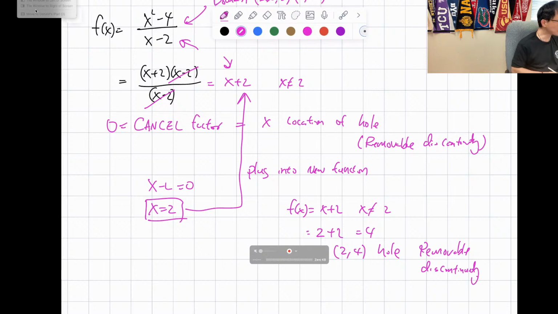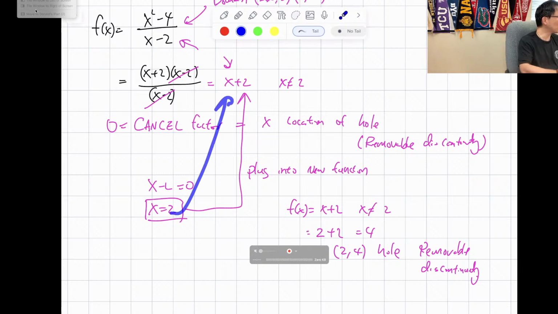How many of you guys are lost? Yes, it's 4 again. Yes, I know it happened at 2. I said the cancel factor equals 0. Does that make sense? I got 2, right? Now what happened to 2? I'm going to plug it into the new equation.